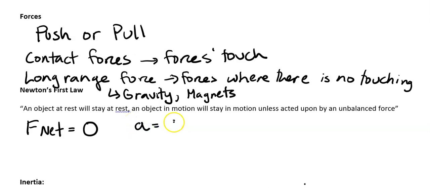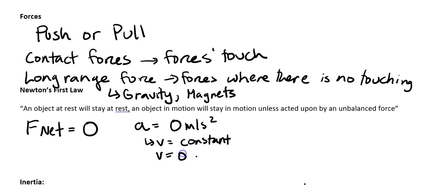The acceleration is 0 meters per second squared, and that means that the object is either moving at a constant velocity or the velocity is 0, it's at rest. I want you to think about those two cases as they relate to Newton's first law.